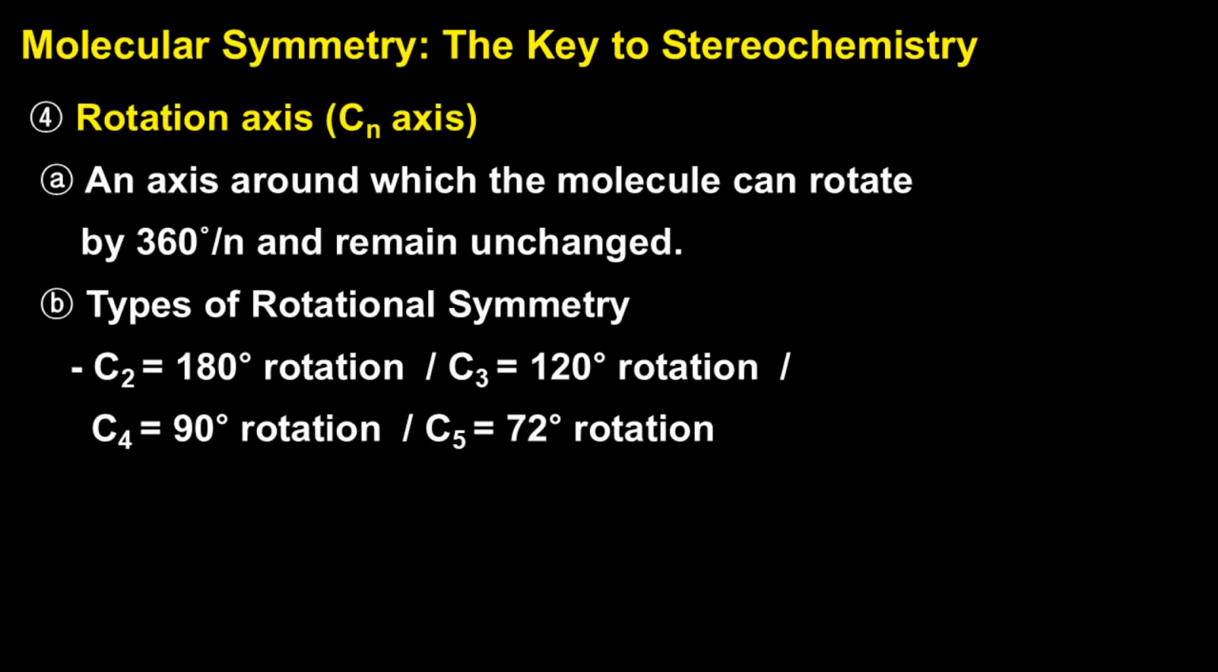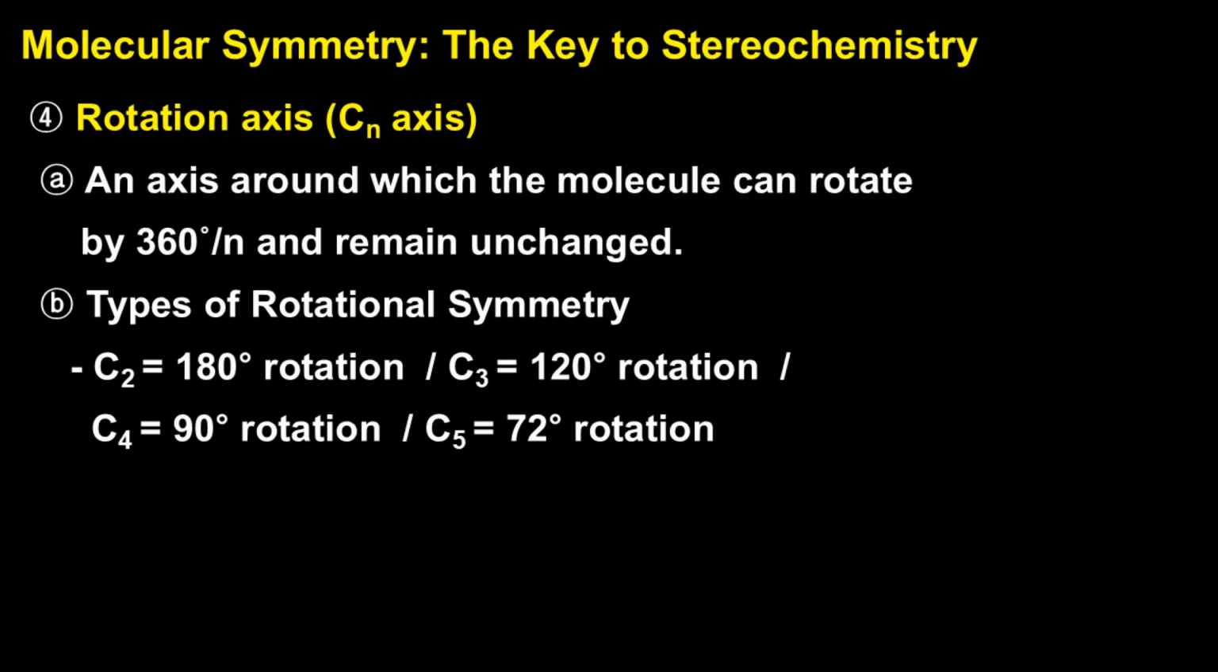All right, now that we've got the basics of molecular symmetry down, let's dive into one of the most important symmetry elements, the rotation axis, also known as the Cn axis. So, what exactly is a Cn axis? It's basically an imaginary line around which you can rotate a molecule by a specific angle, and the molecule still looks exactly the same. The angle is calculated as 360 degrees divided by n.